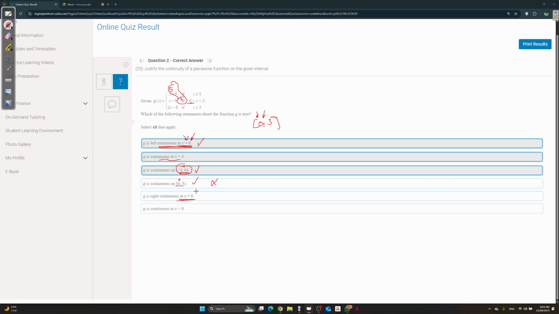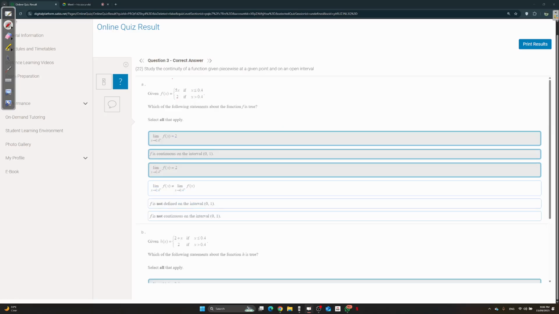g is right continuous at x equals 0. No. How do you check that? Same thing I just did. Substitute 0, you get 5 here. Substitute 0, you get negative 5 here. So no way it's continuous. So g is continuous? No way. If it's only left continuous and not right continuous, how can it be fully continuous? It can't.